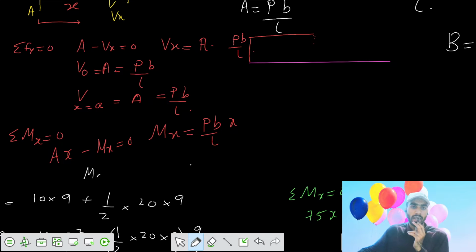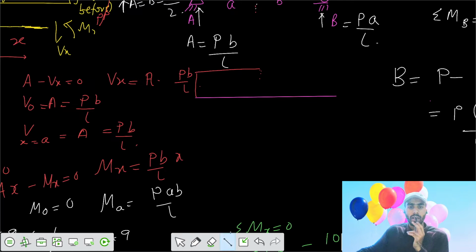Let's say the moment at x equals 0 is 0. The moment at x equals a is Pab by L. So your bending moment diagram has a value of 0 here, and here a positive value of Pab by L. Then we have to join them.